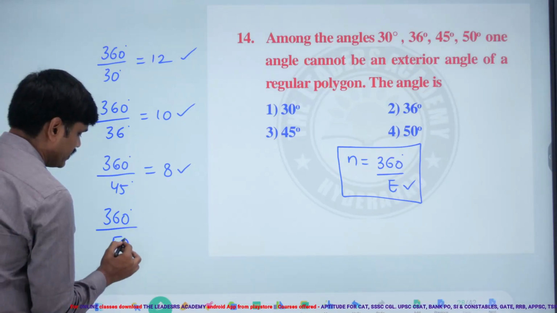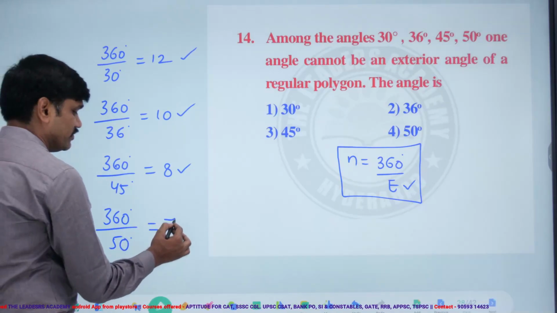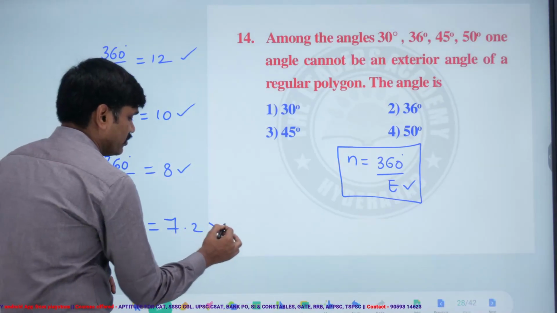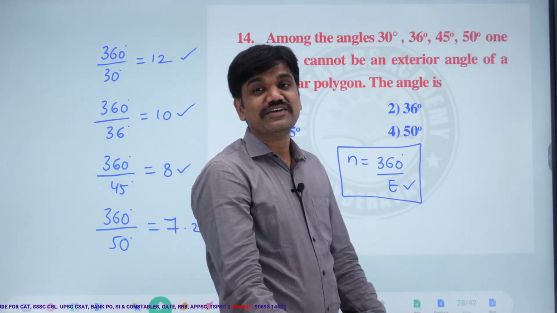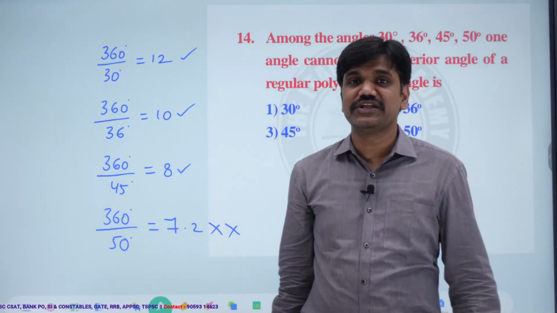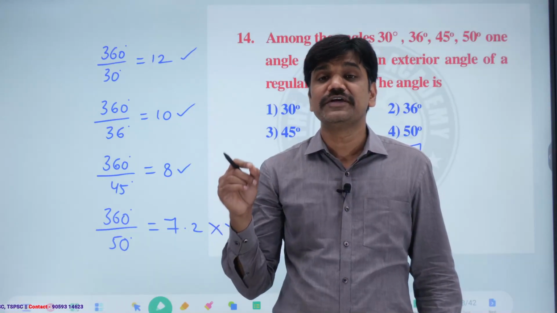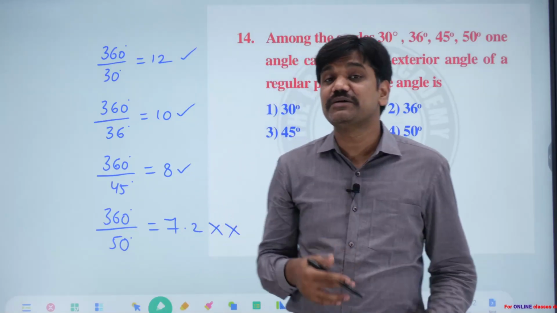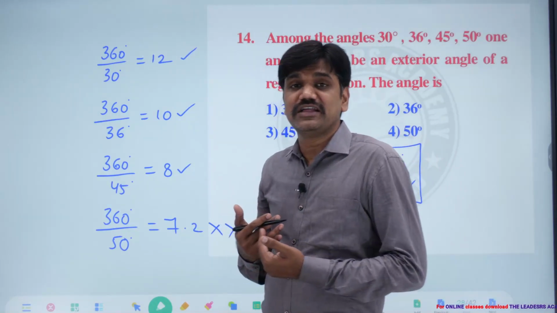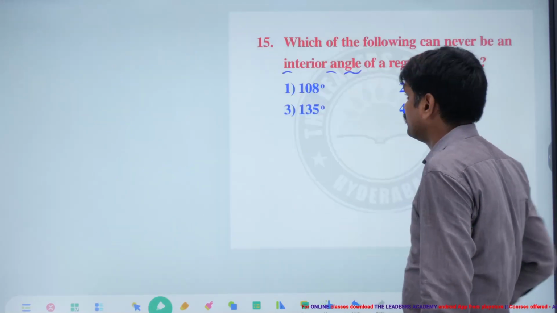So if you take each exterior angle as 50, this will not be a natural number, because 360 by 50 will give you what? 7.2. Can you have the number of sides as 7.2? That is impossible. Hence, which one cannot be the exterior angle over there? 50 degrees can never be the exterior angle of any regular polygon, right? In the same way, sometimes by giving you the interior angle, they may be asking you the question. Like, let's have a look at problem number 15.